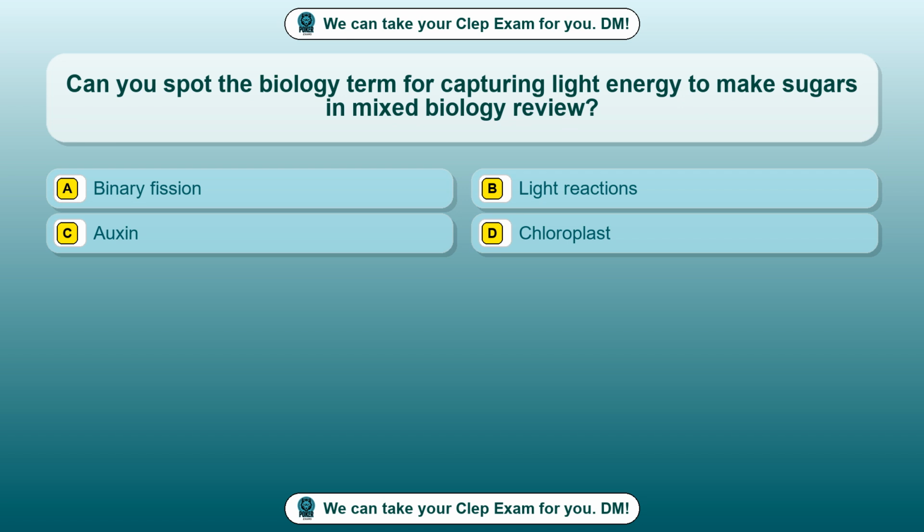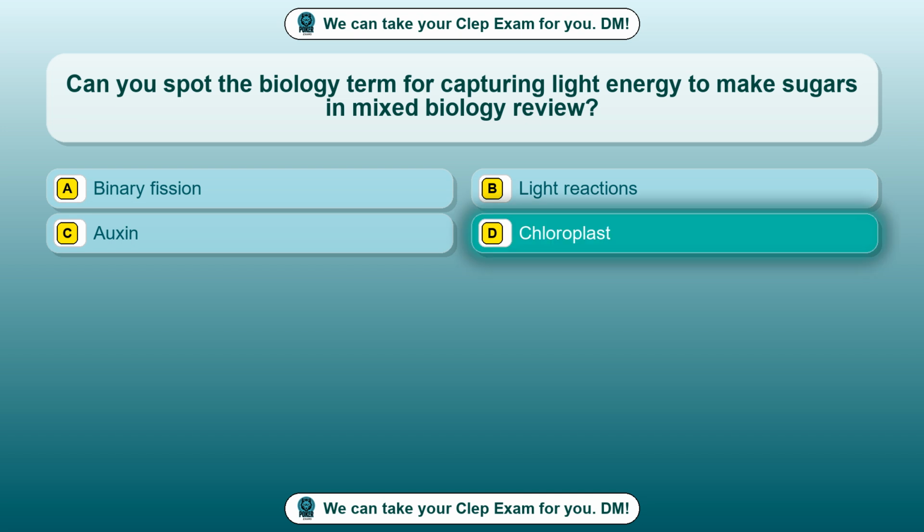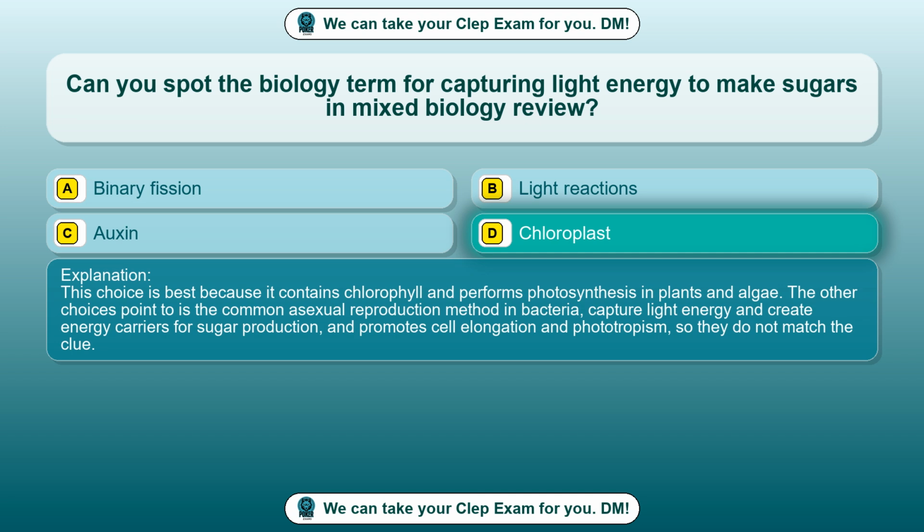Question 88. Can you spot the biology term for capturing light energy to make sugars in mixed biology review? Option A, binary fission. Option B, light reactions. Option C, auxin. Option D, chloroplast. The correct answer is option D, chloroplast. This choice is best because it contains chlorophyll and performs photosynthesis in plants and algae. The other choices point to is the common asexual reproduction method in bacteria, capture light energy and create energy carriers for sugar production, and promotes cell elongation and phototropism, so they do not match the clue.